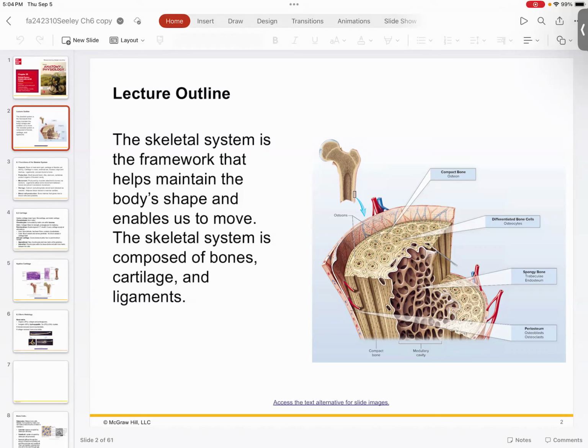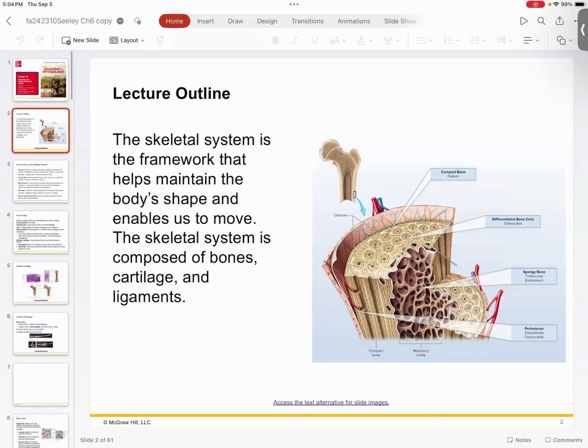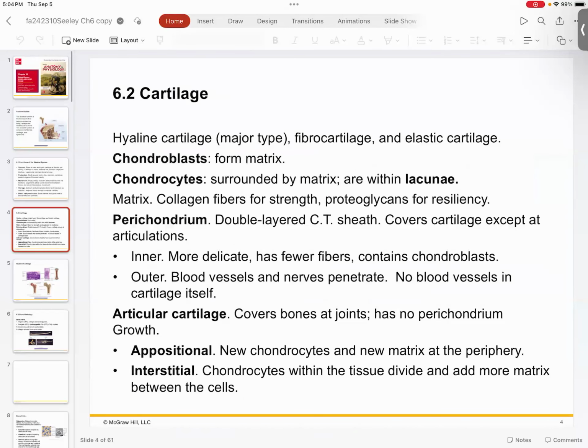And so we're going to be taking a look at the structure: compact bone, spongy bone. We're going to be taking a look at the functions of the skeleton and of bone itself. And then we'll move on from there. So let me start with the functions.